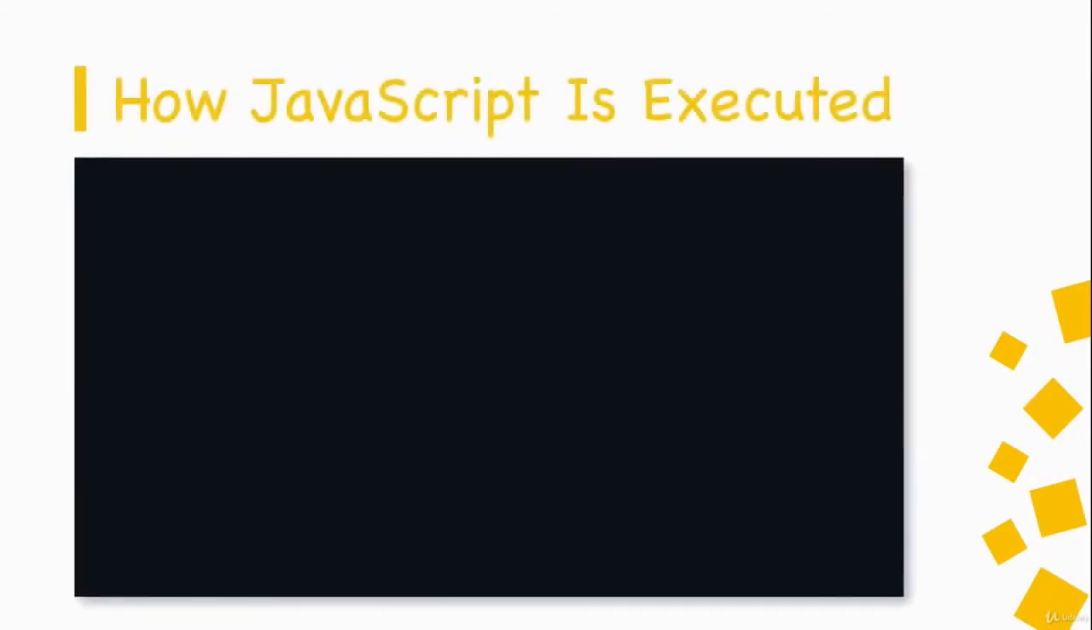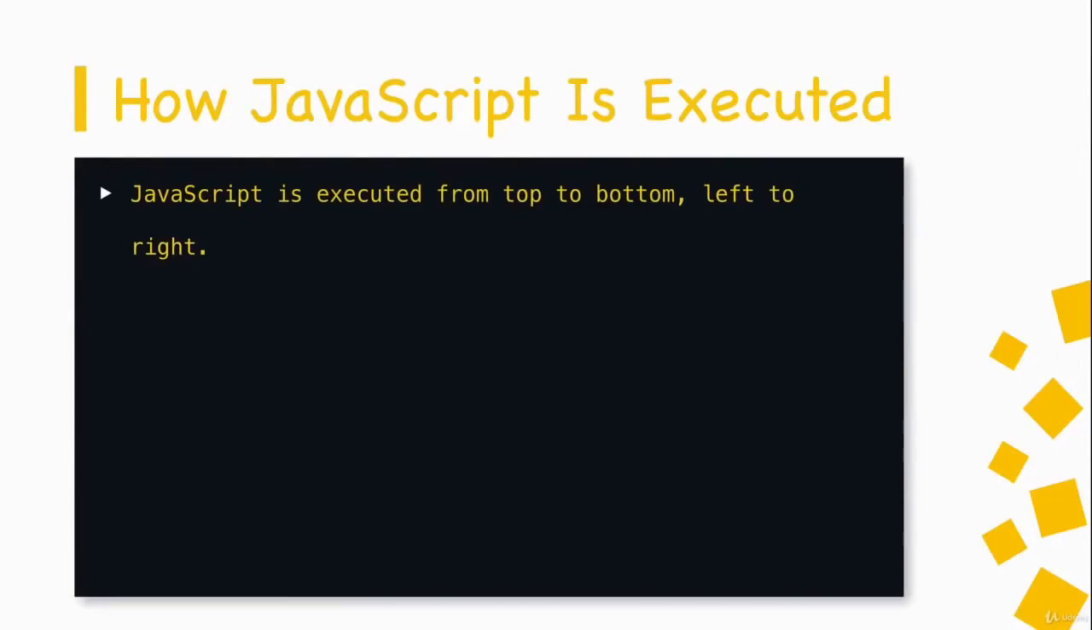Now let's take a moment to talk about how JavaScript is actually executed inside the browser. JavaScript code is executed from top to bottom, left to right. So the JavaScript interpreter starts the execution at the very top of the code, starting from the first line, and then it continues executing the code line by line. And for each line, the code is executed from left to right. So for each line, the execution starts from left and goes on towards the right.